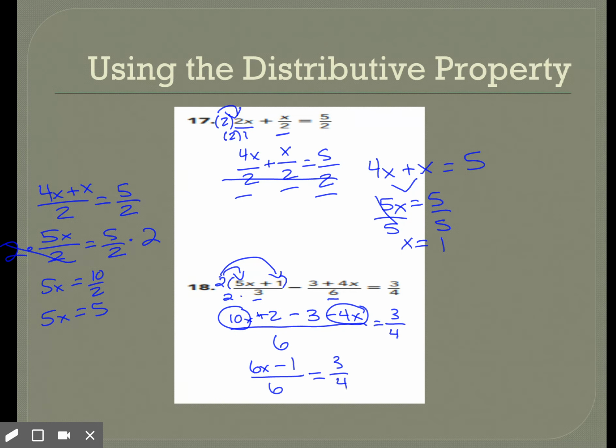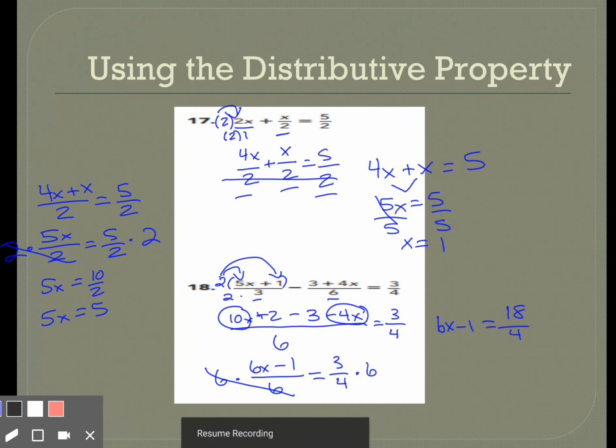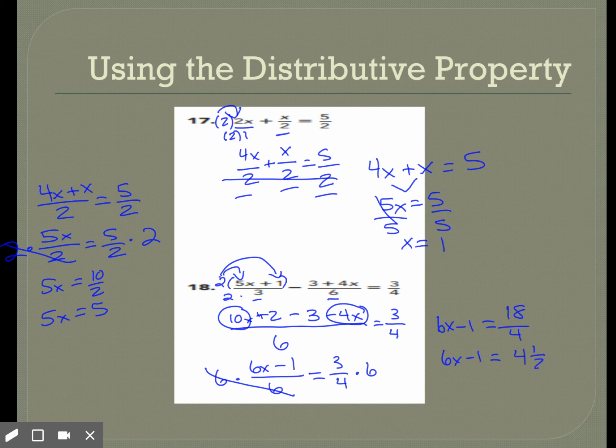So now I'm going to start solving. I want to multiply both sides times 6. This side will cancel out. And this would become 18 over 4. So what I'm left with is 6x minus 1 equals 18 over 4. And 18 over 4 simplifies all the way down to 6x minus 1 equals 4 1/2. So now I'm going to add 1 to both sides. And I get 6x equals 5 1/2.